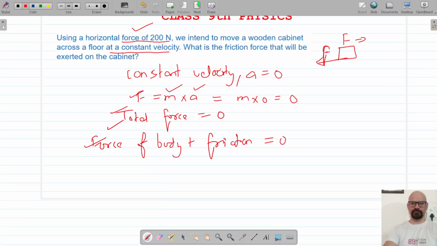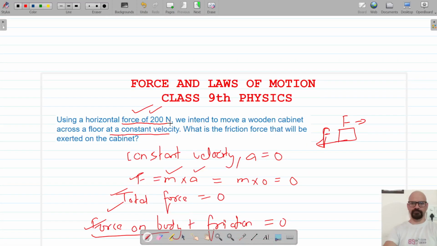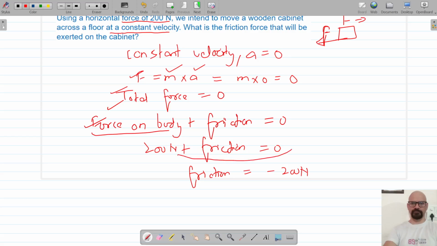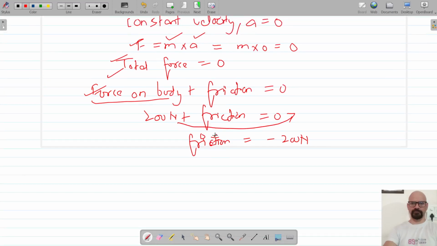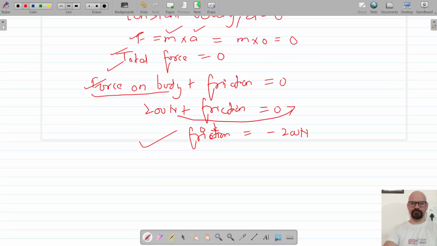Now, the force on the body is given as 200 newtons. So 200 newton plus friction is equal to zero. So the frictional force is equal to negative 200 Newton, if we take this to the right hand side. The negative sign indicates that its direction is opposite to that of the motion. So the force of friction is negative 200 Newton.